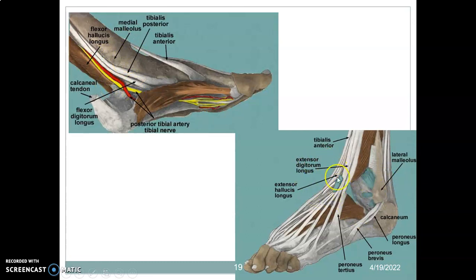Then the anterior relations of the ankle joint are the structures of the extensor compartment of the foot. So you have your tibialis anterior, followed by extensor hallucis longus, and extensor digitorum before you get to peroneus tertius. Tibialis anterior is the most medial, followed by extensor hallucis to the big toe, extensor digitorum to all the other 4 digits, and then peroneus tertius. Then the posterolateral aspect of the ankle, you have peroneus longus and peroneus brevis. Remember, peroneus longus and brevis are from the lateral compartment of the leg.